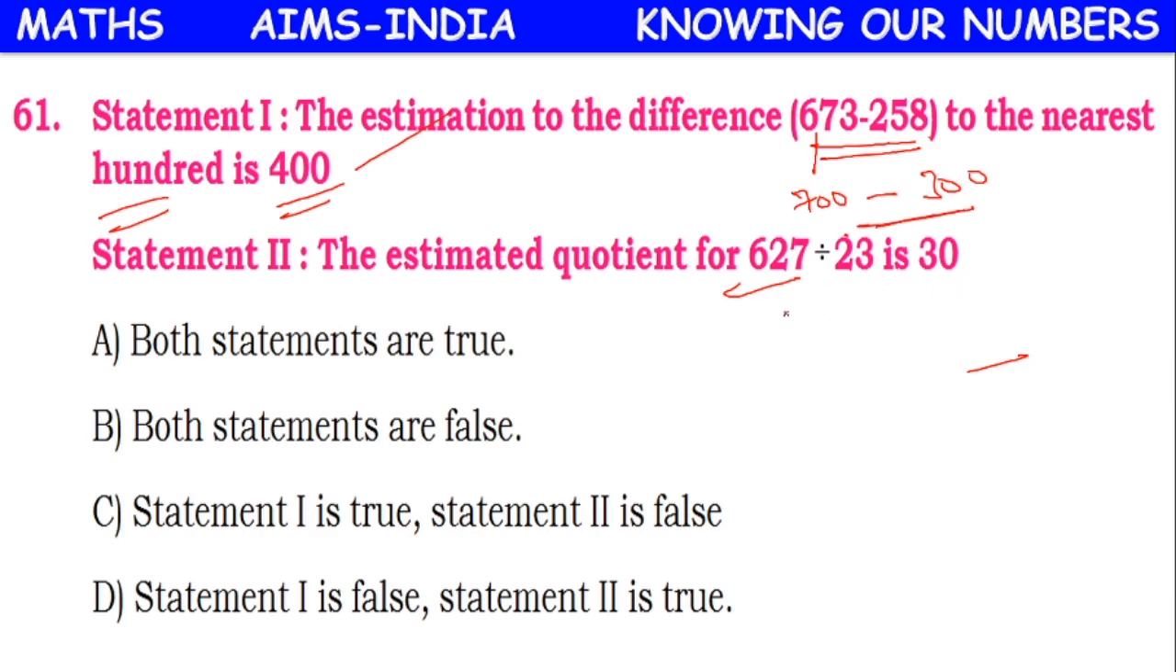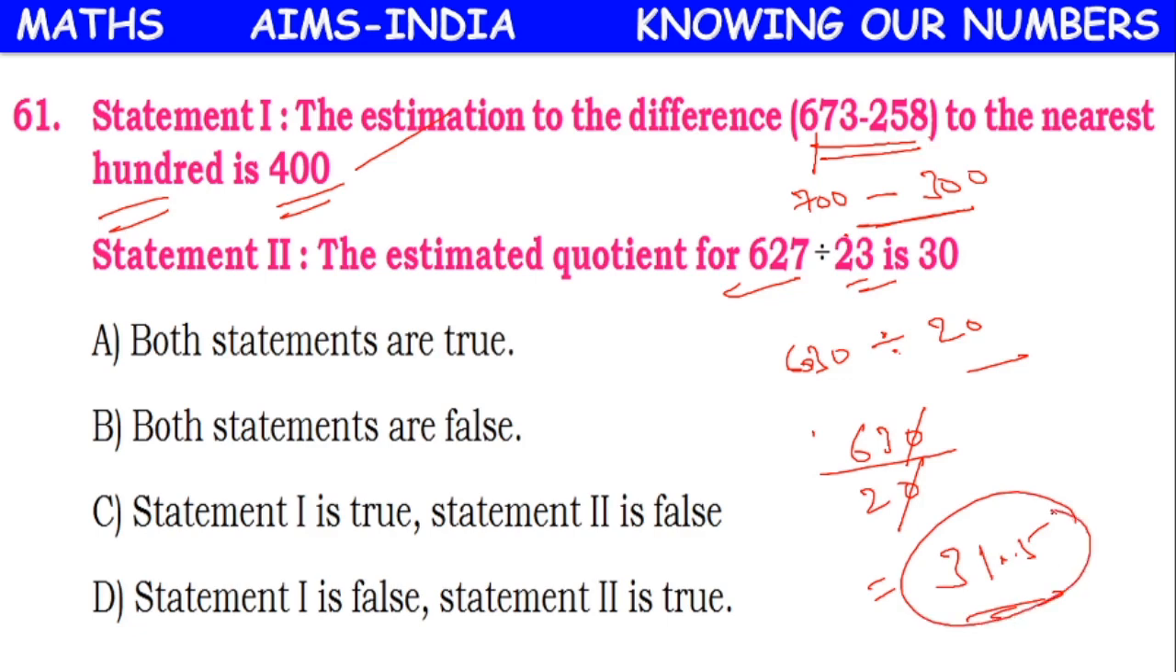627, nearest 10, 630 we can write, divided by 23, nearest 20 we can write. So 630 divided by 20, 0 and 0 cancel. 2 3s are 6, 2 1s are 2, 31.5. We are getting 31.5, but they have given 30. It's wrong. So the first statement is true, correct. The second statement is false. So C option is the right answer. Next.